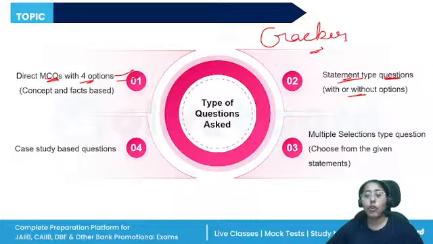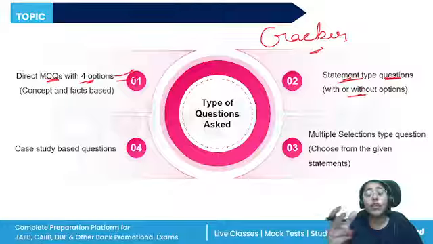Which of the following are correct about the difference between the MOA and AOA, right? Which of the following are correct about the eligibility of directors of a company? Like this statement type questions, you will be given 4 to 5 statements and then options from which you will choose which statements are correct.